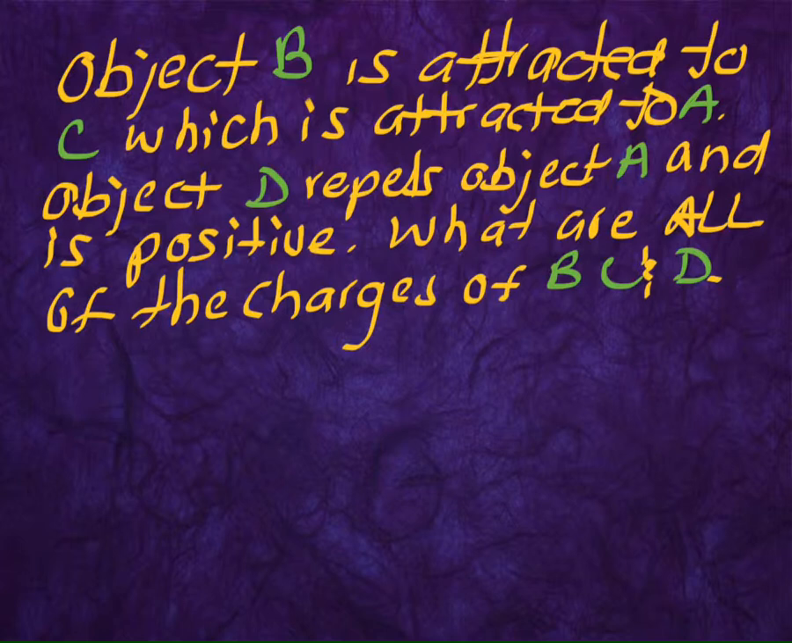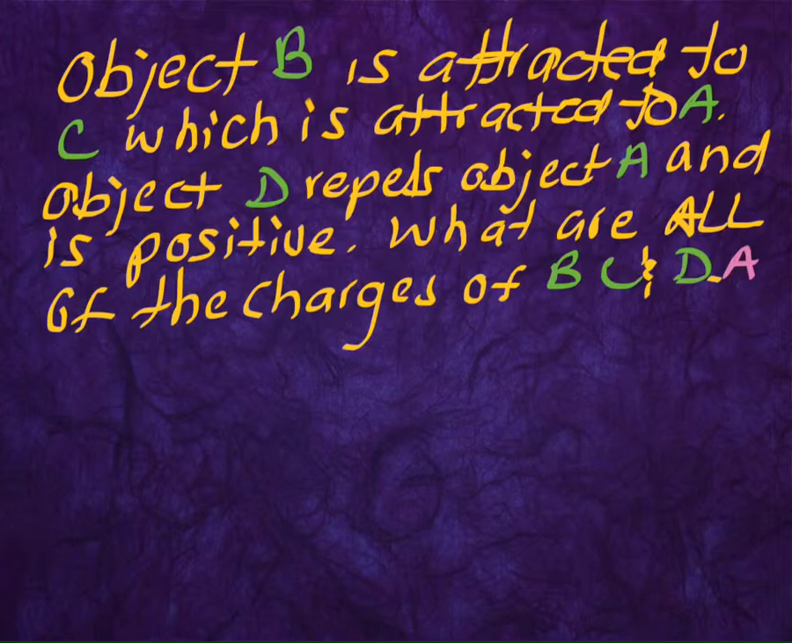All right, so it says, object B is attracted to C, which is attracted to A. Object D repels object A and is positive. What are all of the charges of B, C, and D? And I actually meant to say A. Okay, so we're going to find out all of the charges of all of them. That just really seemed like a run-on sentence.